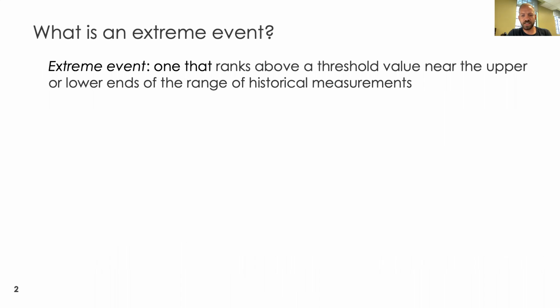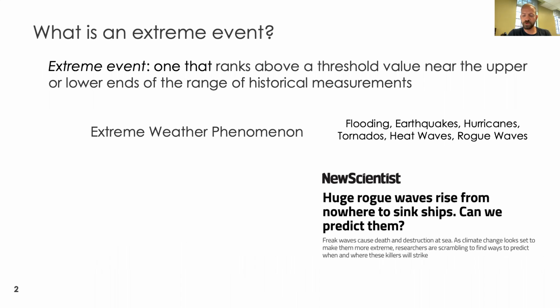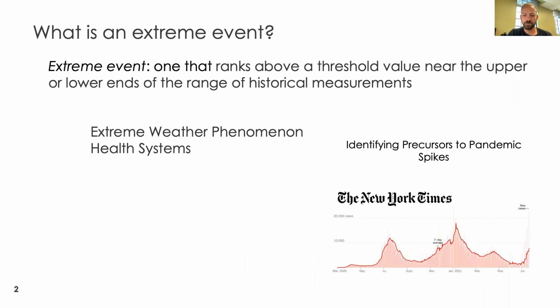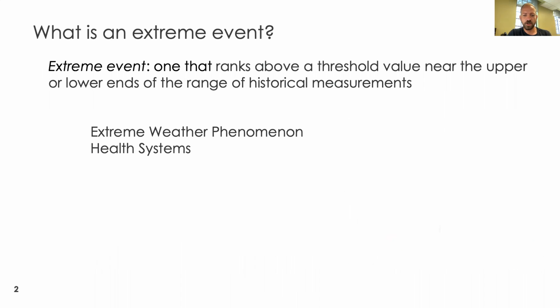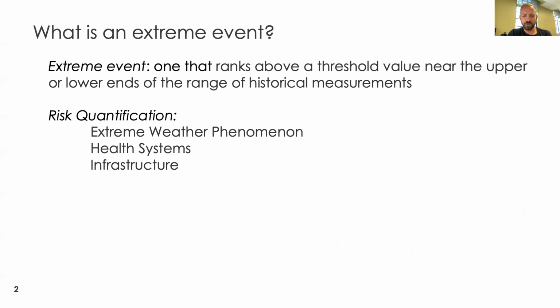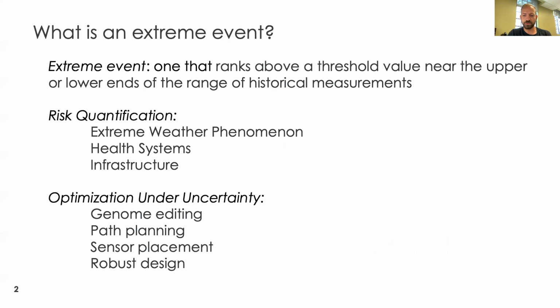And there are numerous examples of extreme events, such as weather phenomenon. We can think of flooding, earthquakes, tornadoes, heat waves, or rogue waves. But there are many other extremes than weather. There are extremes in health systems, such as predicting precursors to pandemic spikes, or infrastructure, particularly cascading electric grid failure. And each of these extremes are becoming much more common. And all of these fall under risk quantification, but there are also other extremes that can be found in design problems, such as genome editing or path planning.